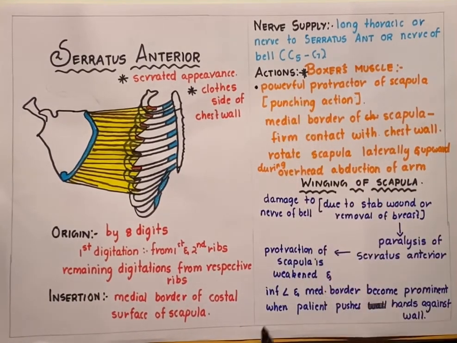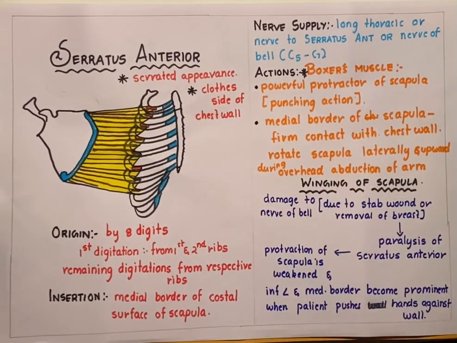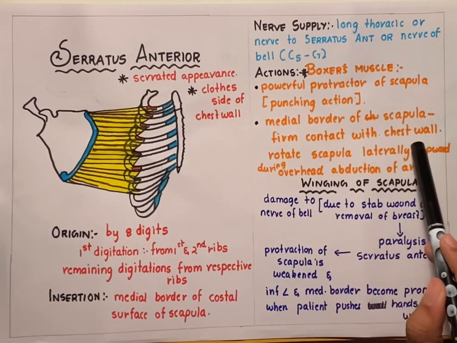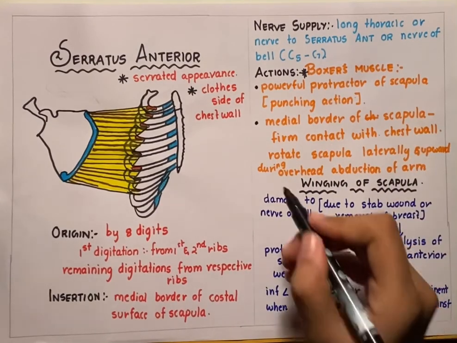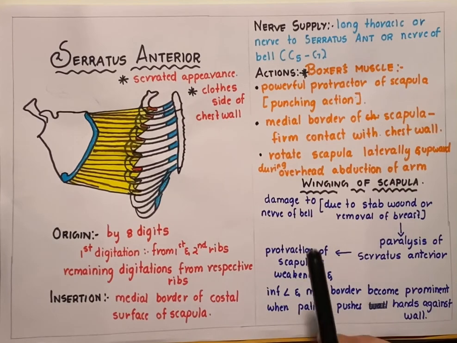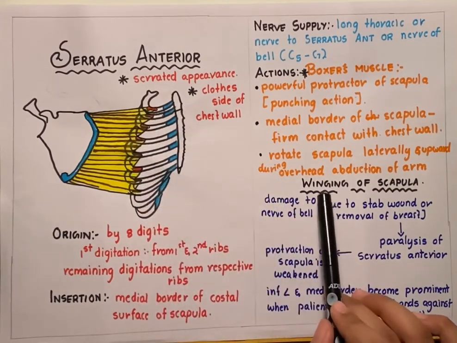The serratus anterior muscle also helps in keeping the medial border of the scapula in firm contact with the chest wall. It also helps in rotating the scapula laterally and upwards during overhead abduction of arm, along with the trapezius muscle. Now, the clinical correlation of the serratus anterior muscle is the winging of scapula.